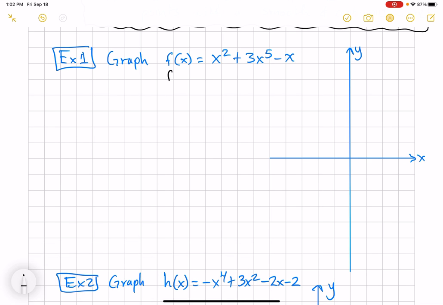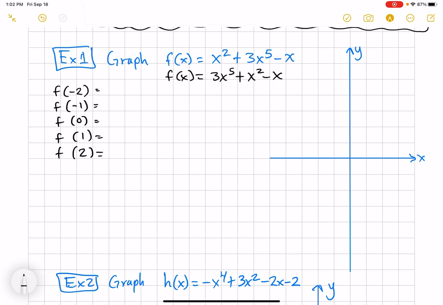In standard form, f of x is equal to 3x to the fifth plus x squared minus x. And the first thing I want to do is find out a few points. Don't find too many, but you don't want to use just 1 or 2. You have to find somewhere between 3 and 5 points. So what happens when x equals negative 2, negative 1, 0, 1, and 2?